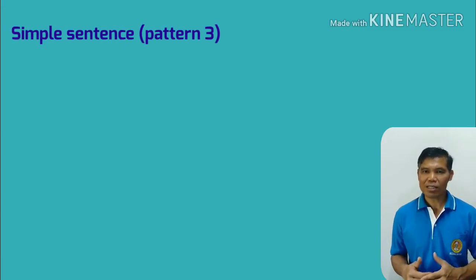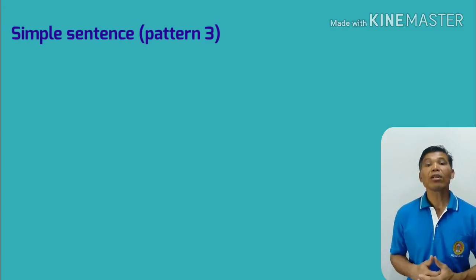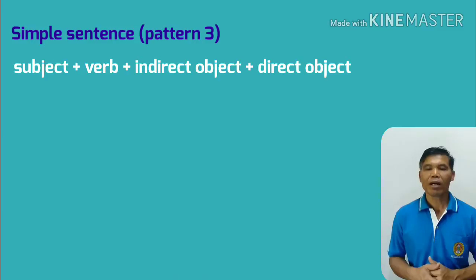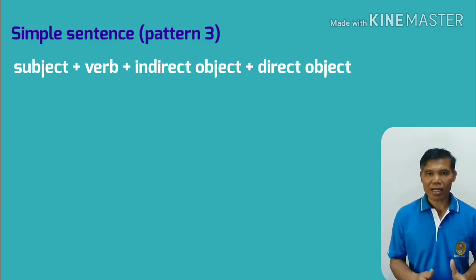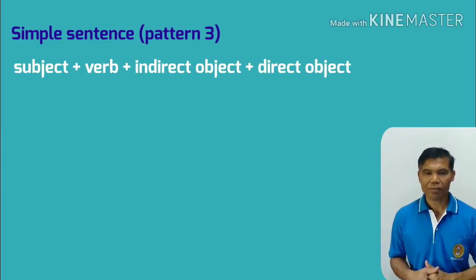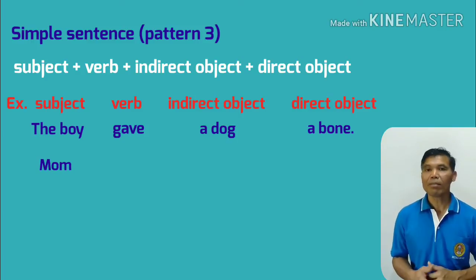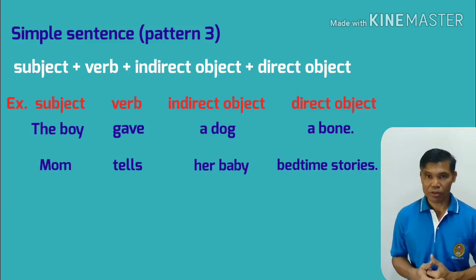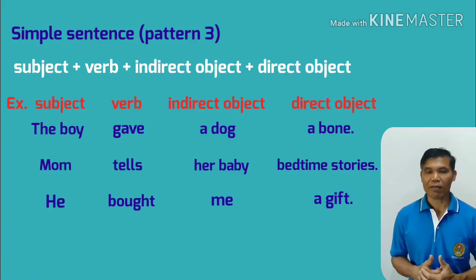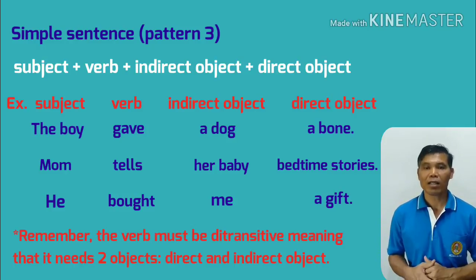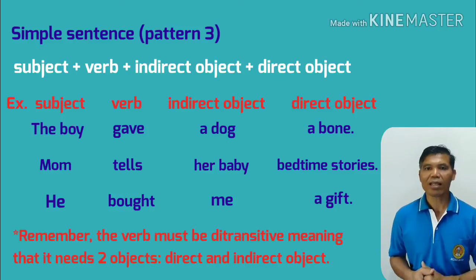Next, simple sentence pattern 3. The structure goes like this. A subject followed by a verb followed by an indirect object and a direct object. For example, the boy gave a dog a bone. Mom tells her baby bedtime stories. He bought me a gift. Remember, the verb in this sentence must be a transitive verb, meaning that the verb needs two objects, direct object and indirect object.